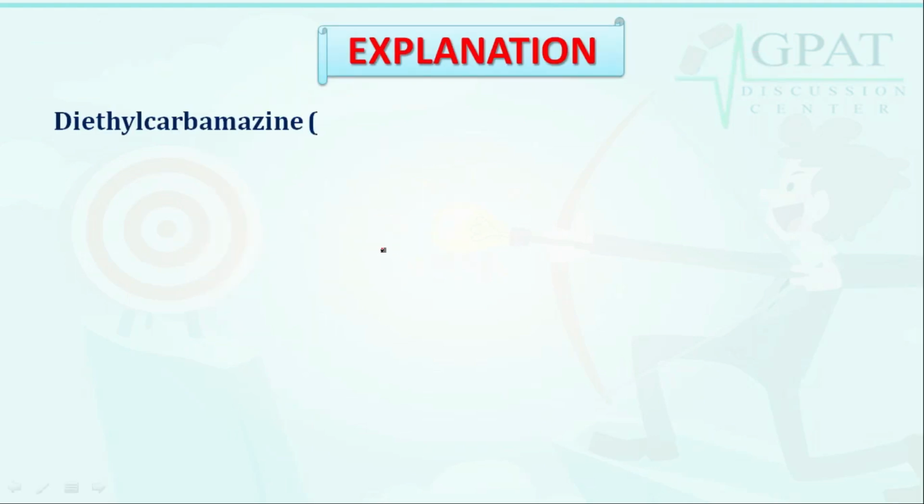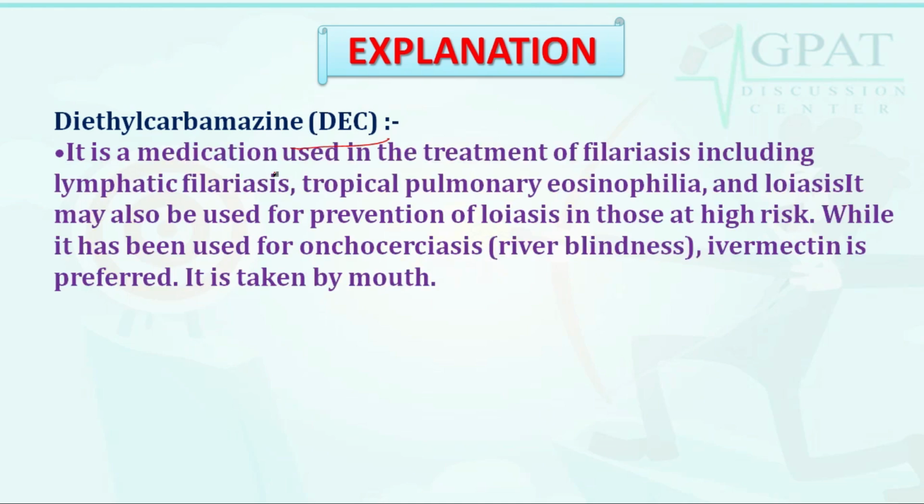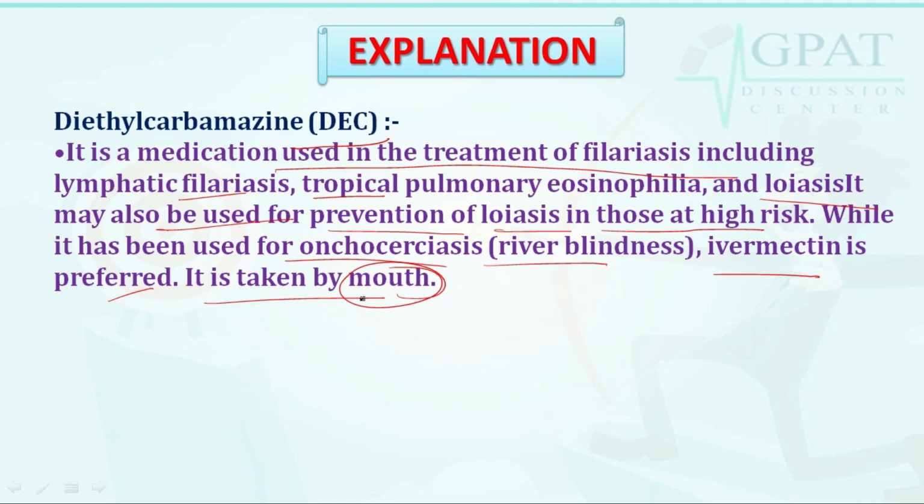Let's discuss with the help of explanation. DEC is a medication used in the treatment of filariasis, including lymphatic, tropical and loiasis, and it may also be used for prevention of loiasis in those at high risk. While it has been used for onchocerciasis, river blindness, ivermectin is preferred. It is taken by mouth. So it's all about the DEC, students.